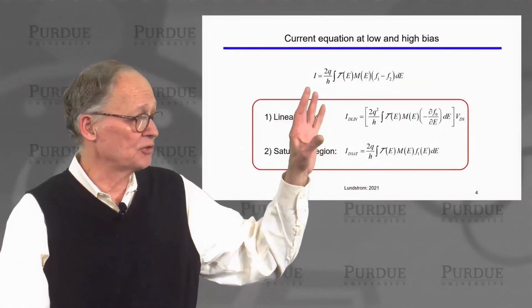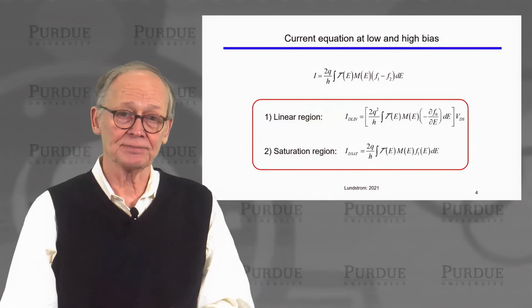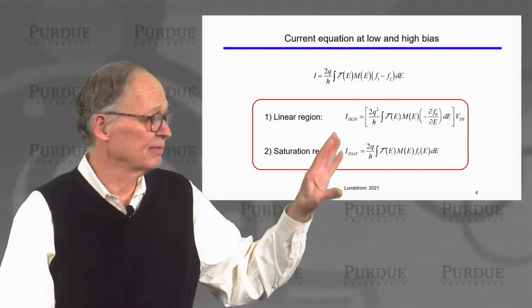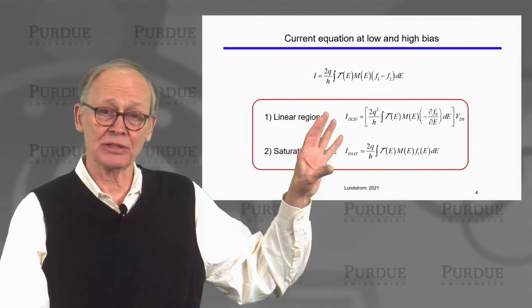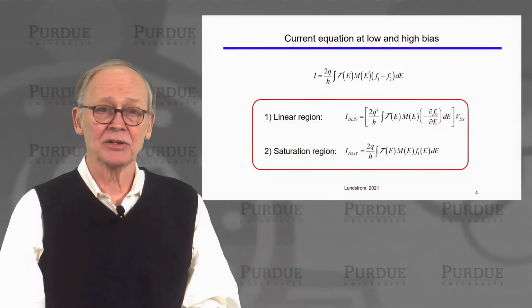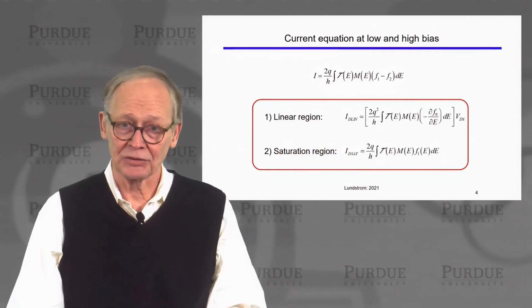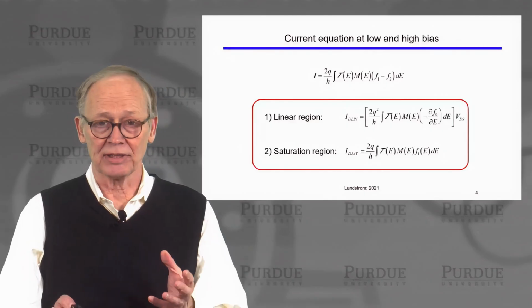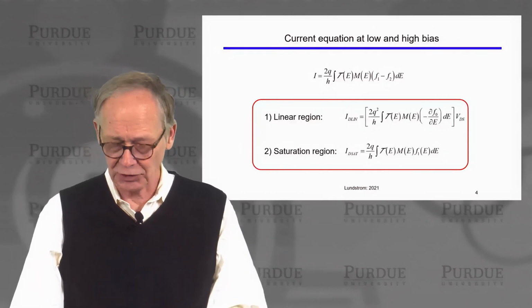We showed how this general equation simplifies under low bias, and that gives us a way to treat the linear region current of a MOSFET, and under high bias, and that allows us to treat the saturation region of a MOSFET.